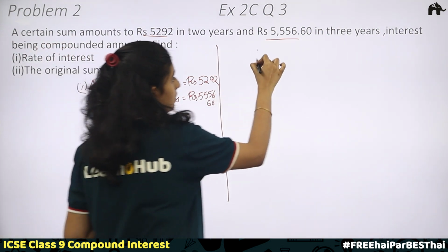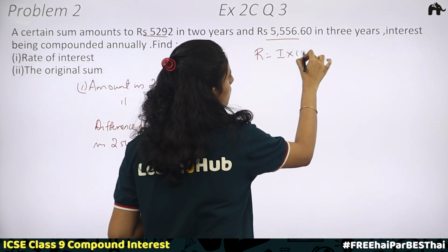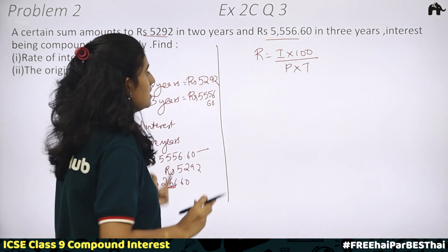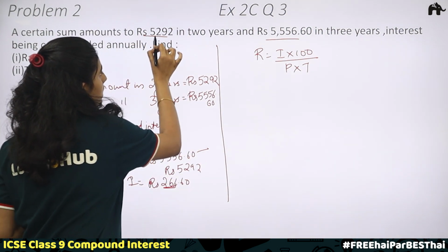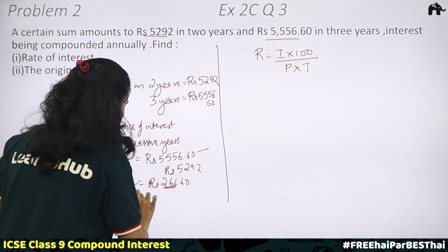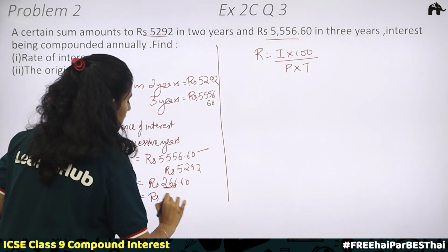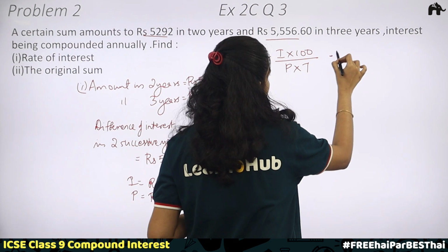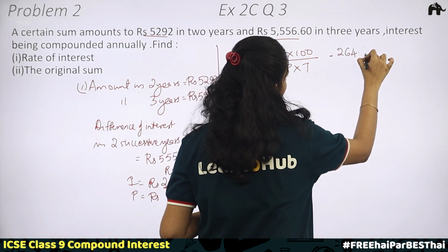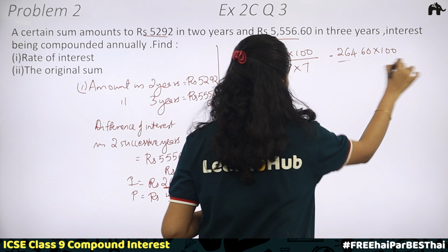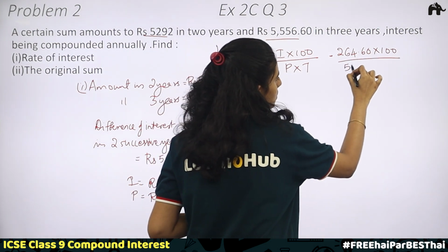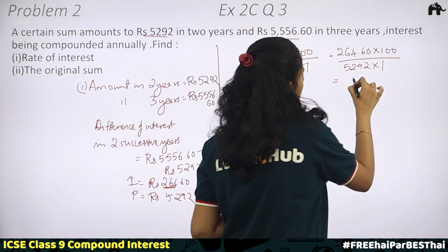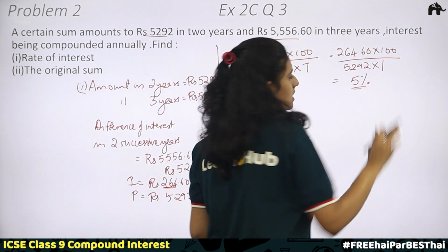We have rate of interest is equal to interest into 100 divided by principal into time. Here, this interest is with respect to amount rupees 5,292. So, the principal amount will be equal to rupees 5,292. Okay, now we will calculate. Interest is 264.60 into 100 divided by principal 5,292 and time 1 year. So, when you calculate, you will be getting 5%. So, the rate of interest is 5%.